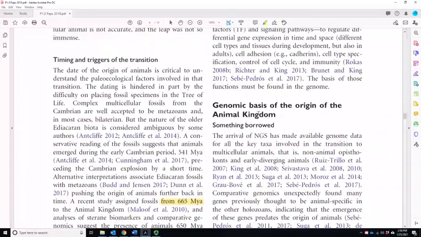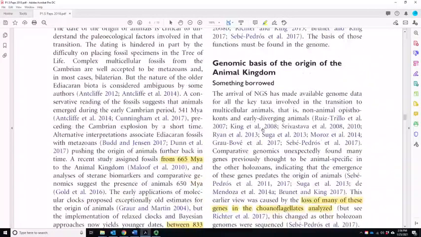Okay, so the last part of the paper, we're going to look at some of the genome and genetic characteristics that originated that are unique to animals. And again, just a summary, we're not going to get bogged down too much in the details.